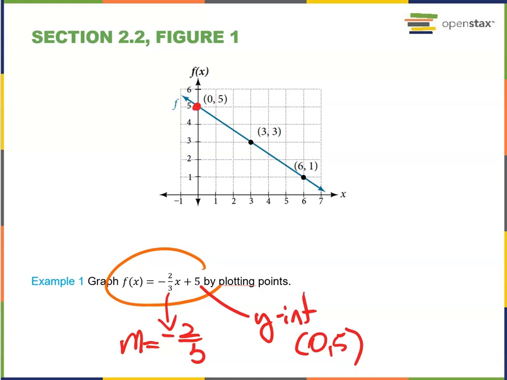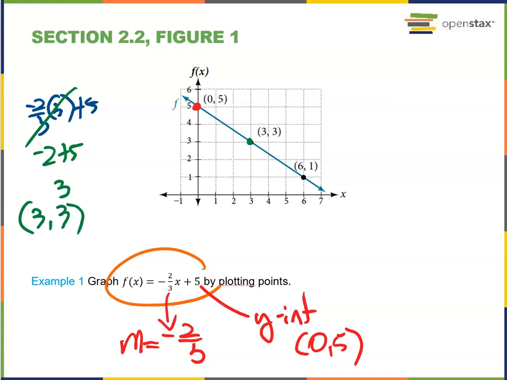And to get other points, let's say you plug in 3 for x, that is negative 2/3 times 3 plus 5, that is negative 2 plus 5, which is equal to 3. So when x is 3, your y is 3. Thus you have this point here.